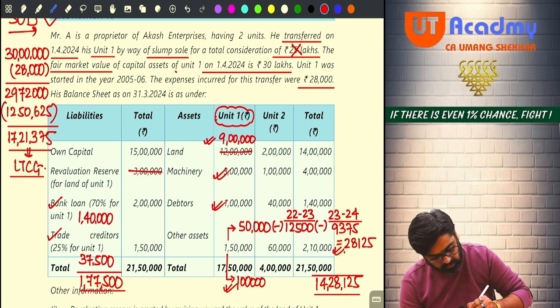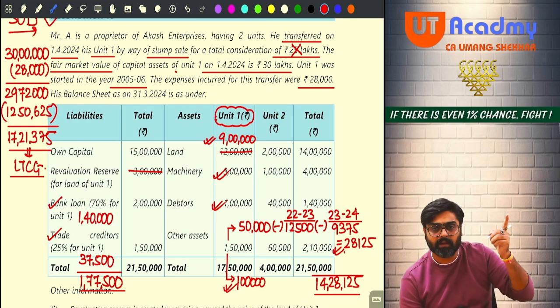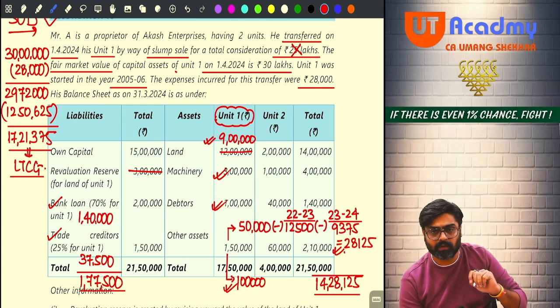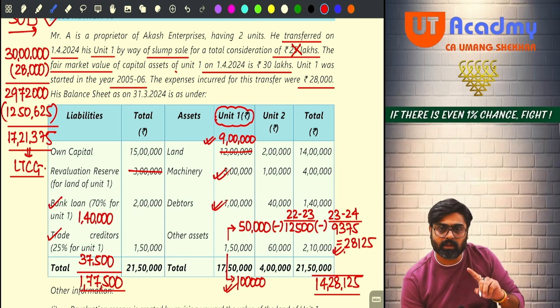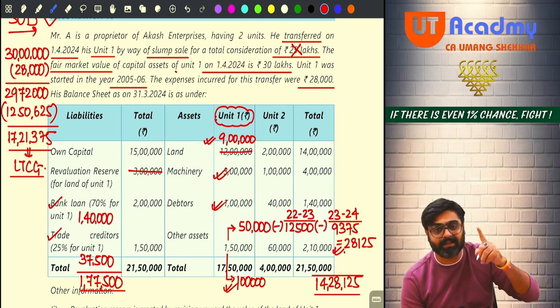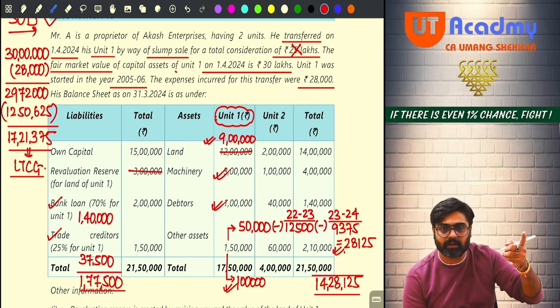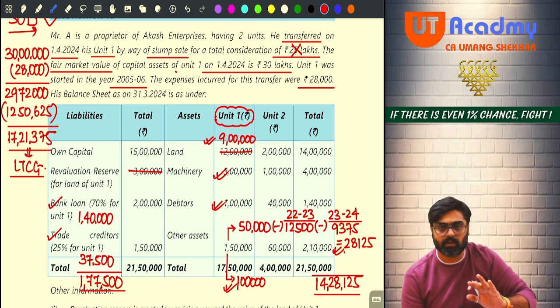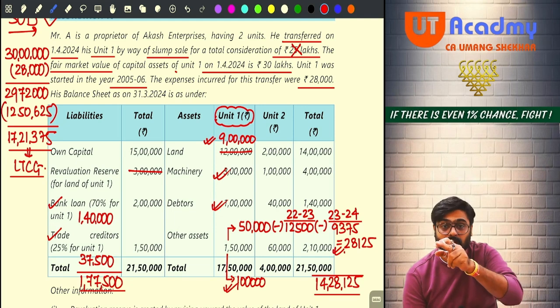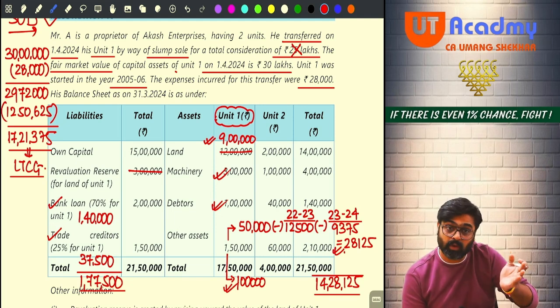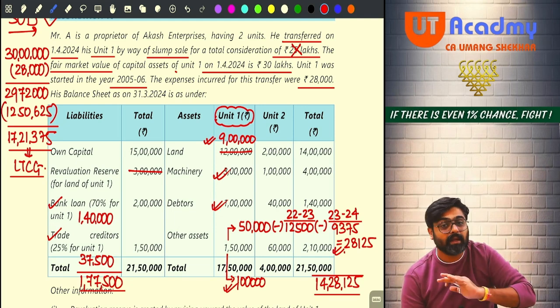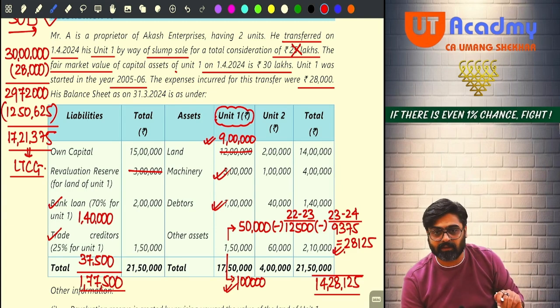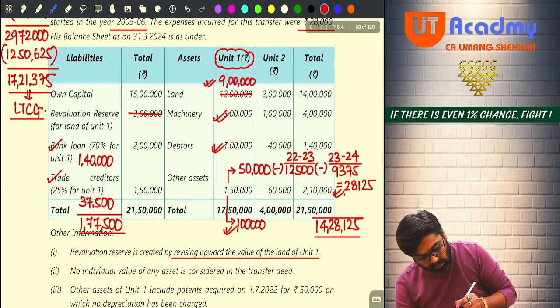Because see, unit 1 was set up in the year 2005-6. So from that date you started holding the unit 1 till the date of slump sale. So the period of holding of the unit 1 is more than 36 months. If it is more than 36 months, unit 1 becomes a long-term capital asset and the resulting gain is long-term. You never get any indexation while calculating this capital gain. Even though you transferred prior to 23rd July, there is no indexation benefit available. Yes or no? So why am I calling this long-term capital gain?